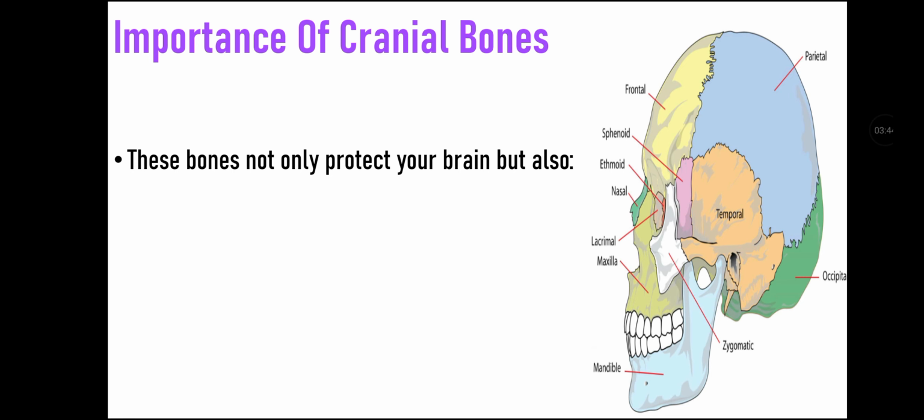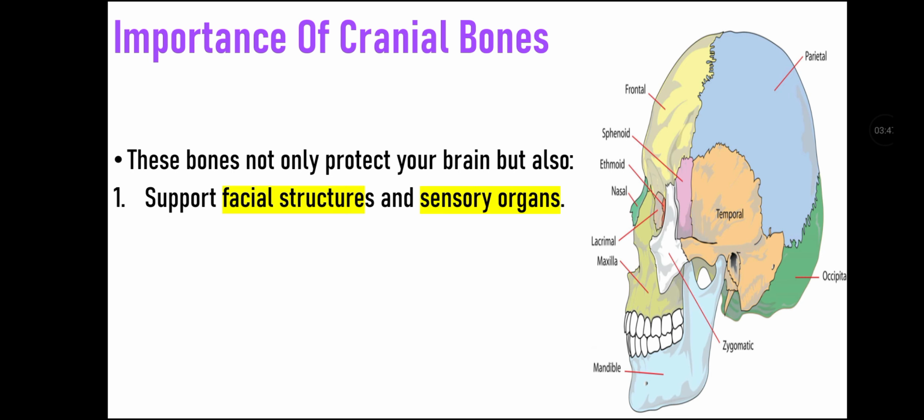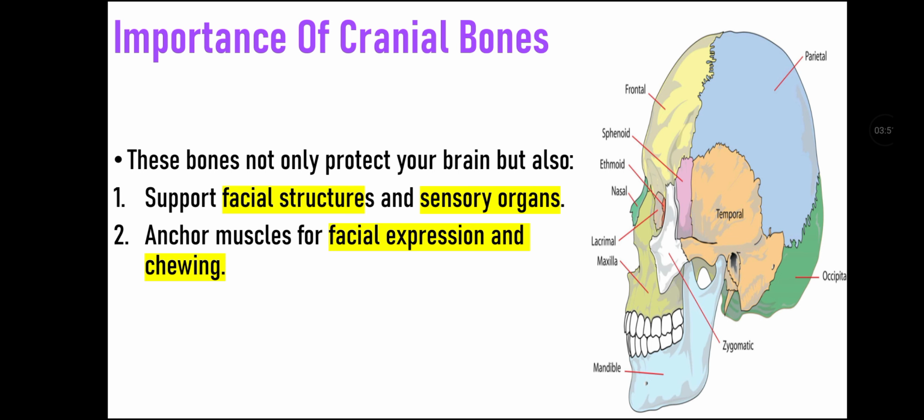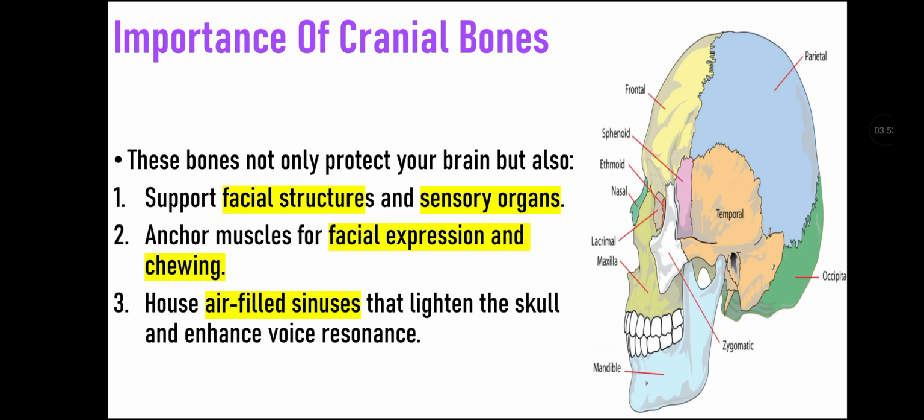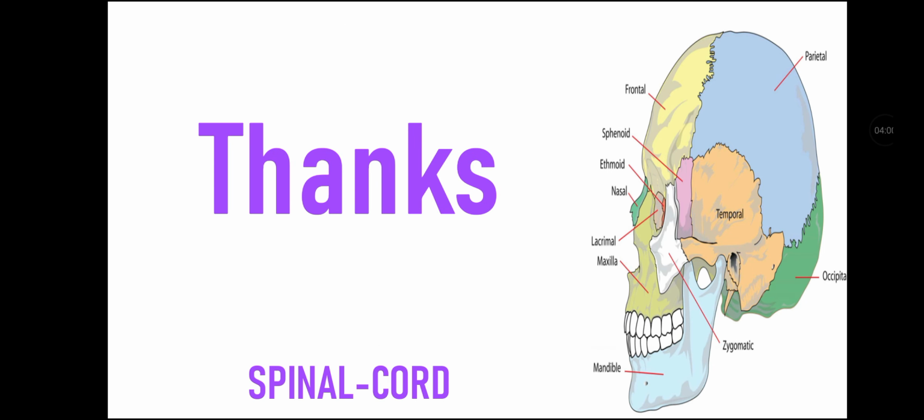Now let's talk about importance of cranial bones. These bones not only protect the brain but also they support facial structures and sensory organs. They also anchor muscles for facial expression and chewing. They also house air-filled sinuses that lighten the skull and enhance voice resonance. And this was all about cranial bone.